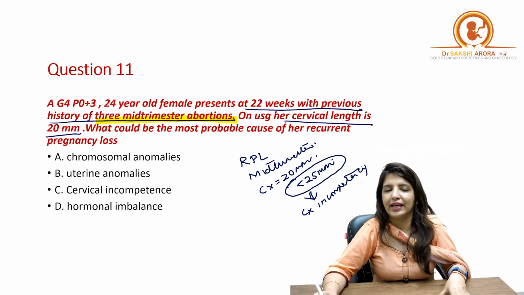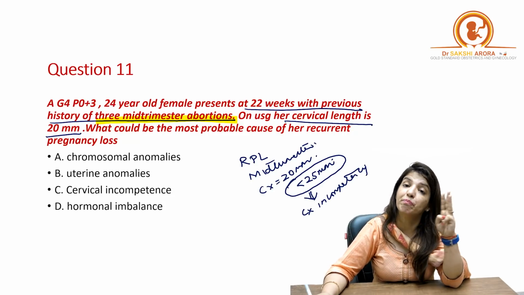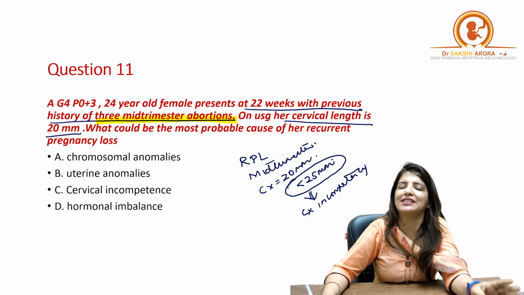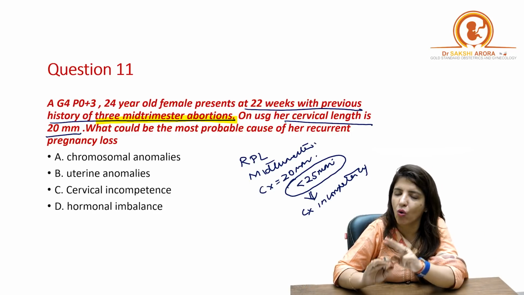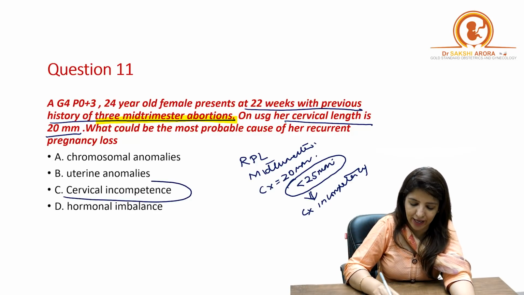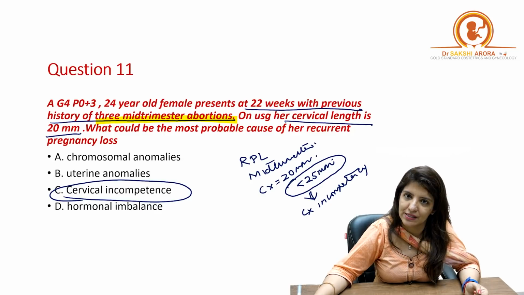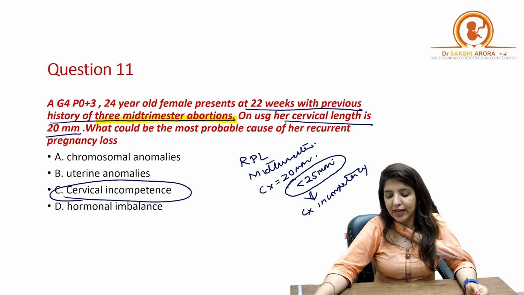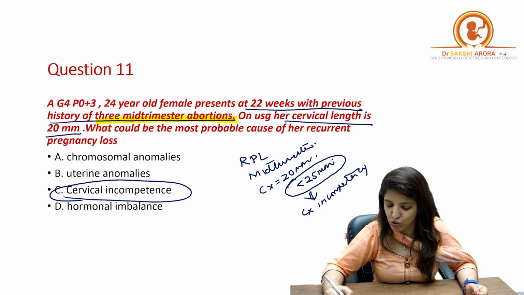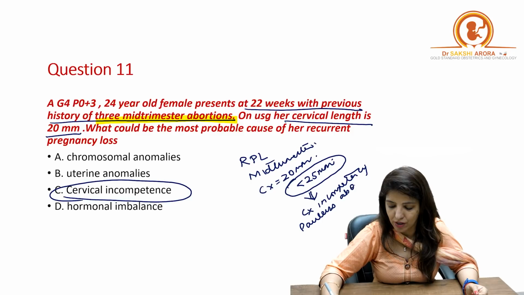Now over here there are 3 pregnancy losses, mid-trimester losses, and cervical length is less than 25 millimeters. All these definitely point towards cervical incompetence as your answer, right? Now in case of cervical incompetence, the question may also say that these were painless abortions.